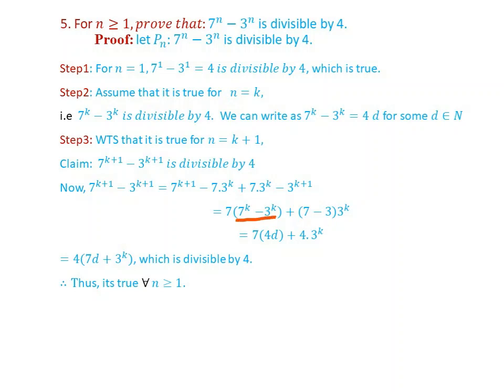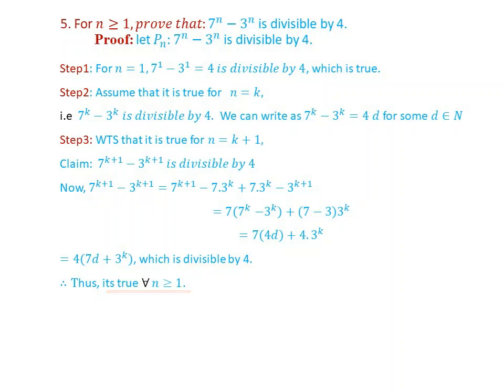Here, 7 to the power of k minus 3 to the power of k is 4d from above, so we substitute 4d. Therefore, 7 times 4d plus 7 minus 3, which is 4, times 3 to the power of k. We have 4 as a common factor: 4 into 7d plus 3 to the power of k. Since this is a multiple of 4, it is divisible by 4. That means 7 to the power of k plus 1 minus 3 to the power of k plus 1 is divisible by 4, which is the required result. Thus it is true for every n greater than or equal to 1.